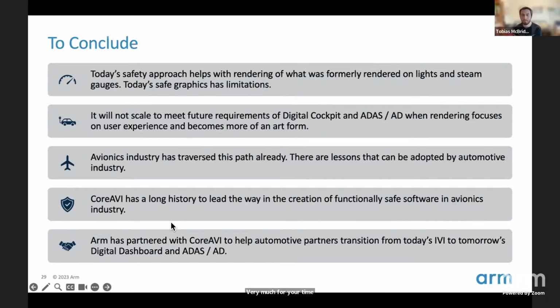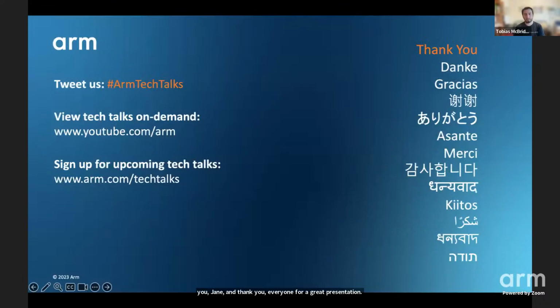Thank you, Jayan, and thank you everyone for a great presentation. Really great insight into the applications of functional safety to the automotive industry and our collaboration from Arm and CoreAVI side. So really thrilled to have this, and thank you again for a great presentation.